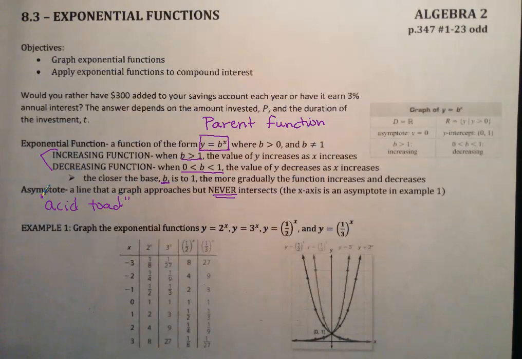Okay, so it says the x-axis is an asymptote in example 1. So if we look down here, you can see where these graphs come really close to, but they never actually cross that x-axis. That's because that is an asymptote.